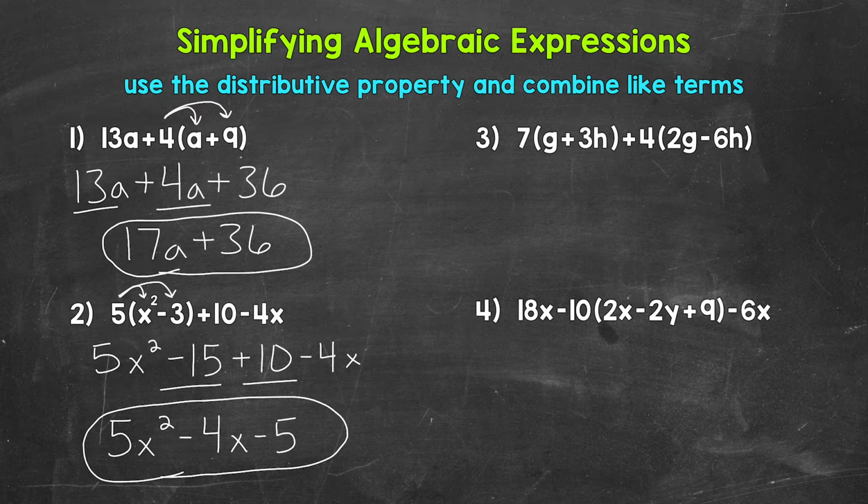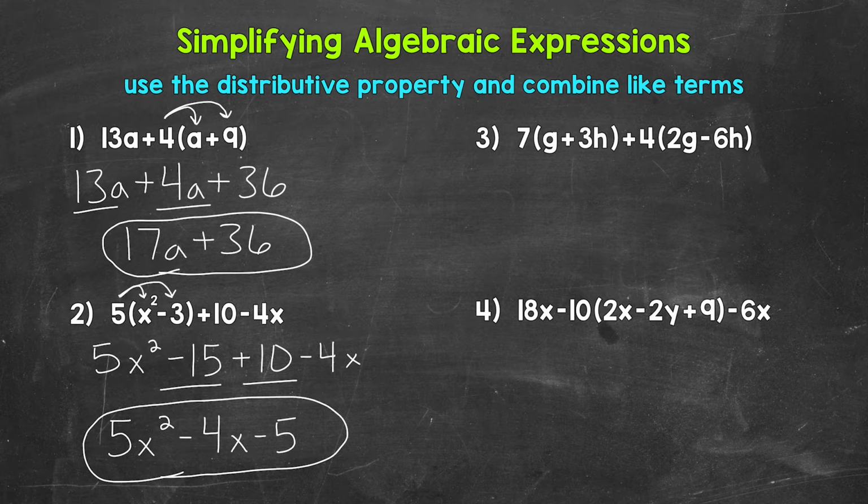Now, I do want to mention, as far as how this simplified expression is written, typically speaking, when writing expressions, the greatest exponent comes first, so greatest to least. If exponents are the same, go in ABC order. Constant terms go last, so we have 5x squared. The exponent of 2 comes first because that's the greatest exponent.